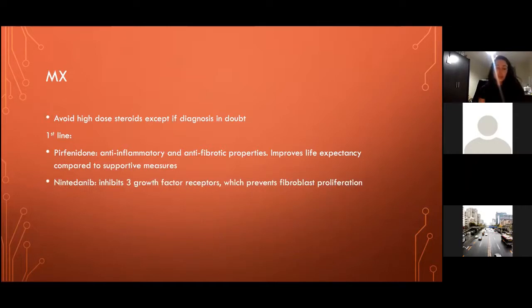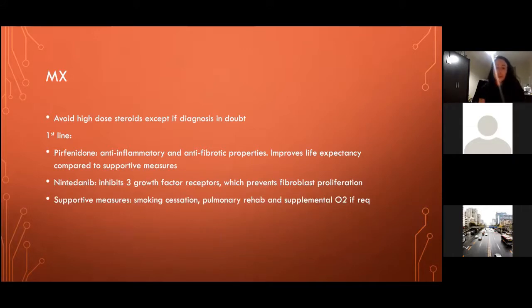There's nintedanib, which inhibits 3 growth factors, so PDGFR, FGFR and VEGFR, and they're all involved in the fibrosis. So by inhibiting them, you're preventing the fibroblast proliferation.